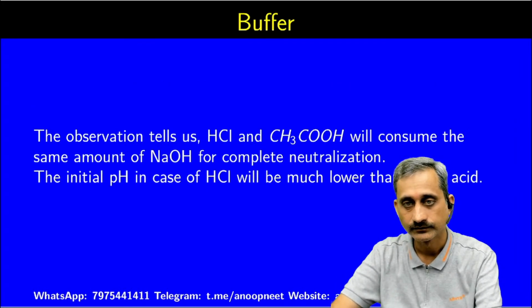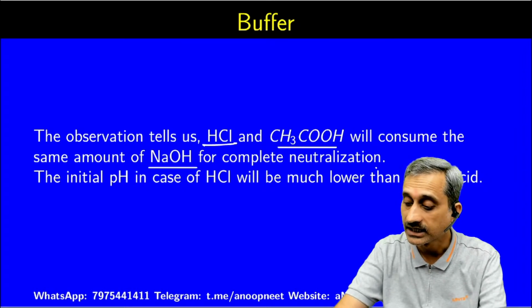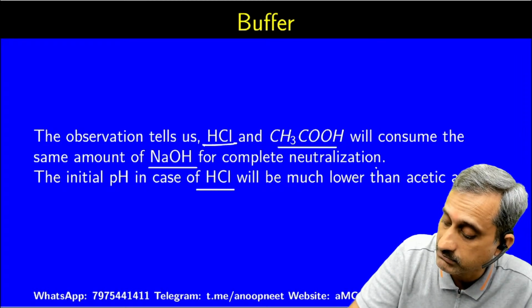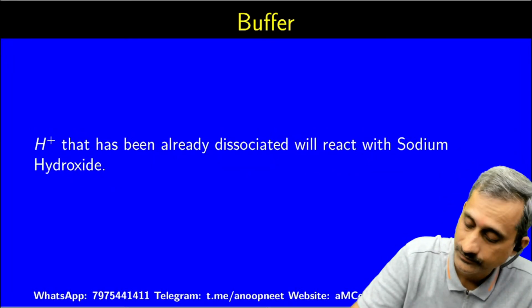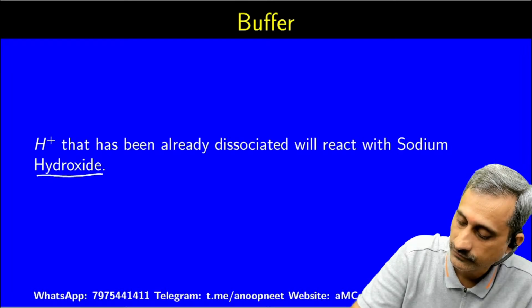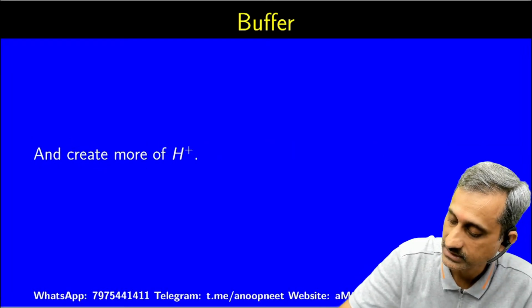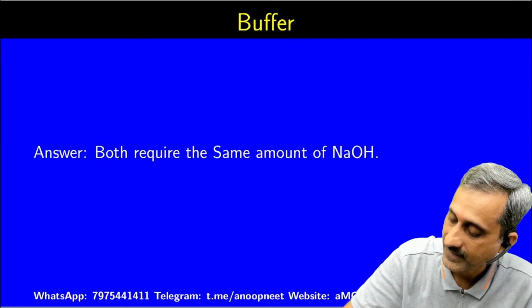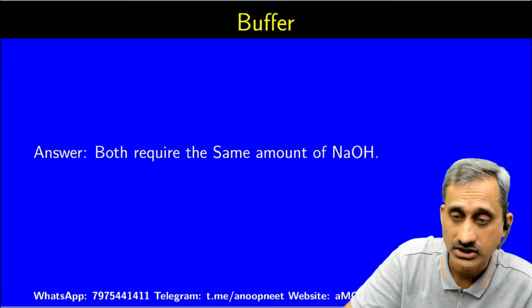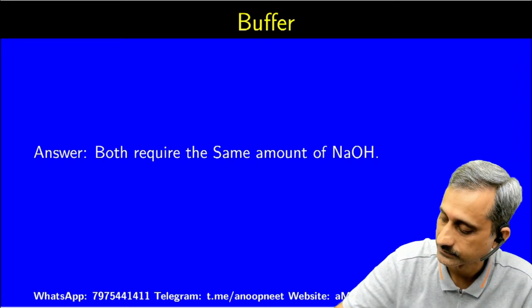Is it clear? So this observation tells us HCl and CH3COOH will consume the same amount of NaOH for complete neutralization. The initial pH in the case of HCl will be much lower than acetic acid. अब इसका मतलब क्या हुआ? ये तो हमें समझ में आ गया, ये मैंने आपको बता दिया. So both require the same amount of sodium hydroxide. ठीक है? चलो अब एक छोटी सी बात देखते हैं.